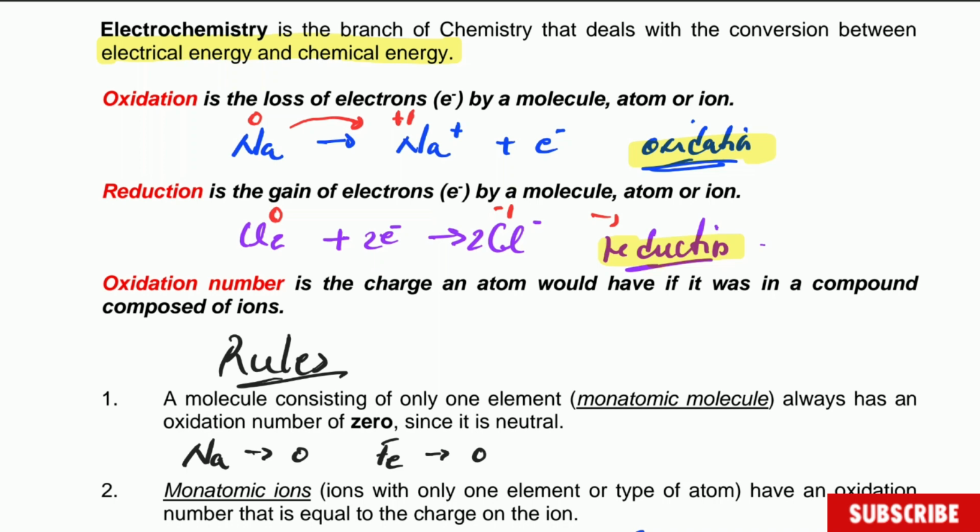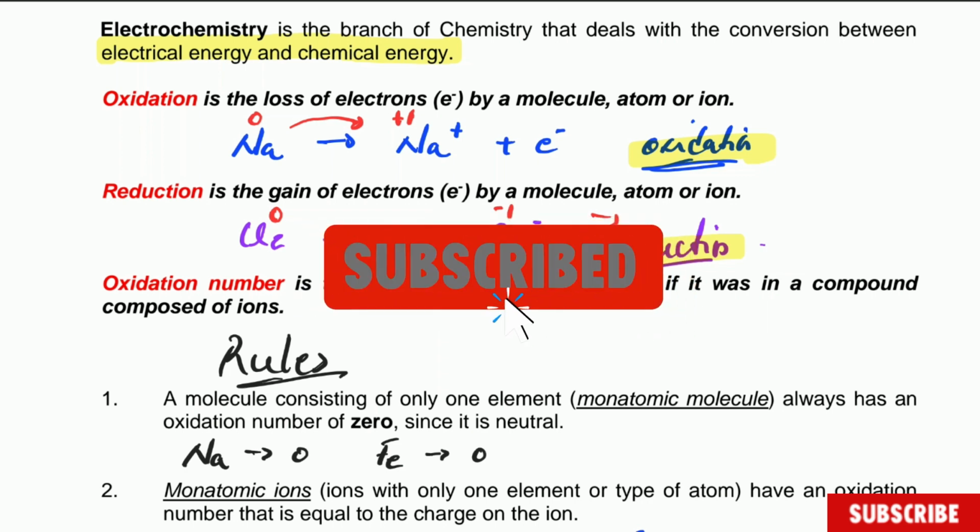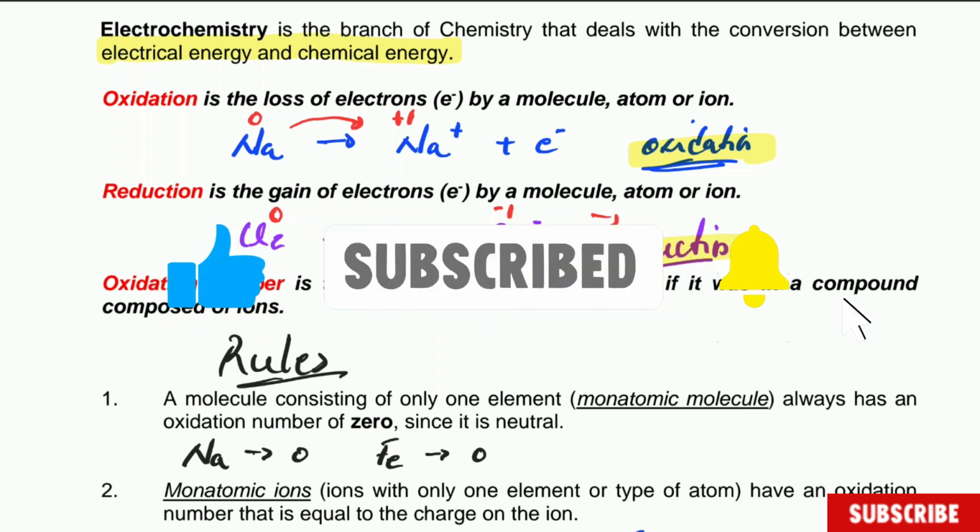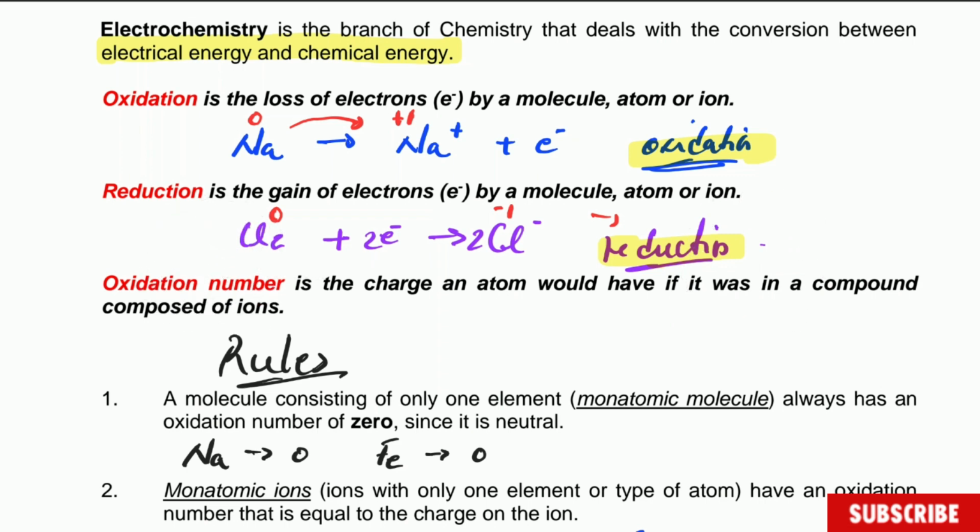Yesterday, in the previous video, we just learned about oxidation and reduction. Just a quick recall: oxidation is the loss of electrons by a molecule, atom or ion, and reduction is the gain of electrons by a molecule, atom or ion. We also learned about oxidation number and we followed the rules.